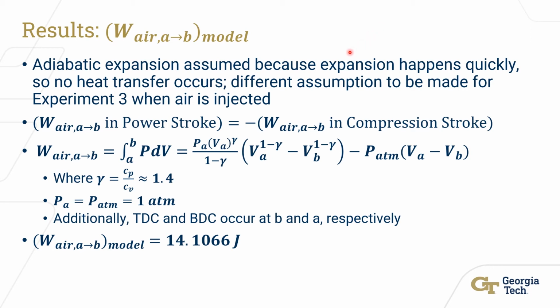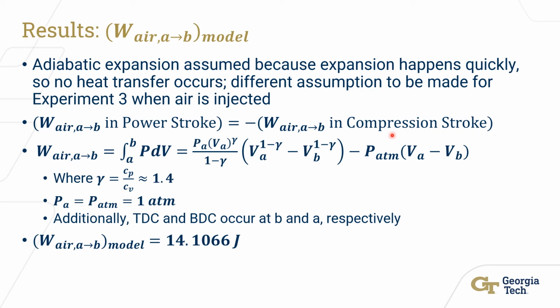However, since, once again, no air is injected during experiment 2, this assumption can be made. One expectation for no pneumatic injection is that the work of air during the power stroke is the negative of the work of air during the compression stroke, which comes in handy for the actual calculations. Calculating work for compression is much easier in this situation given that all pressure values are simply 1 atm.